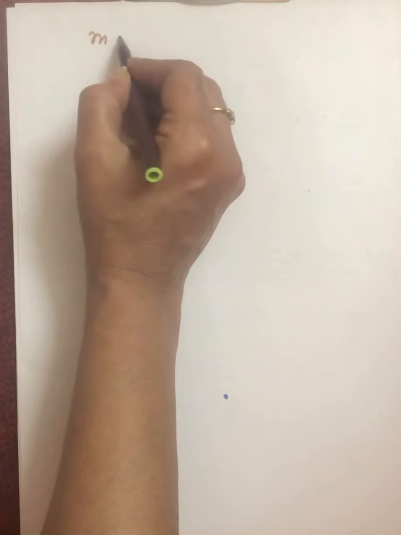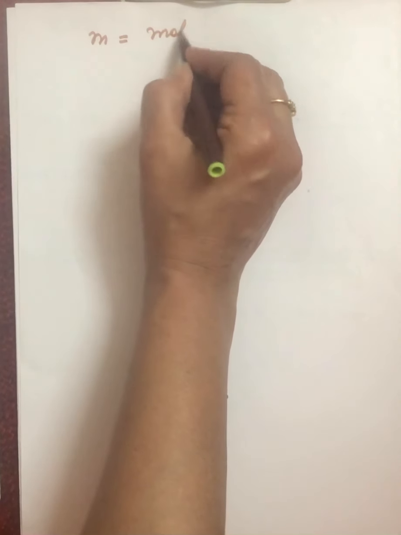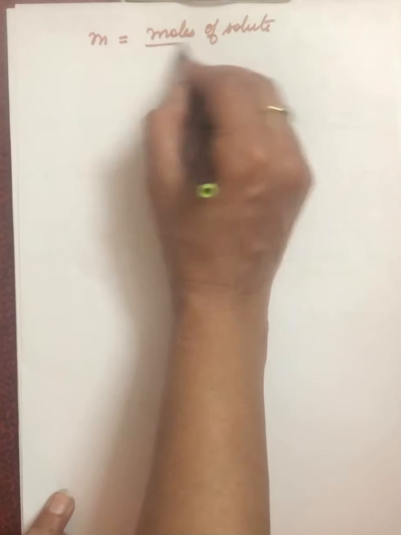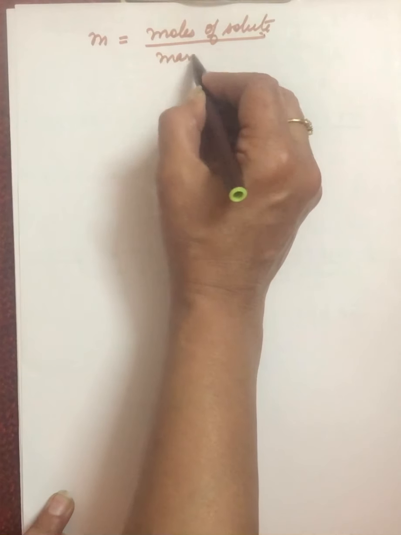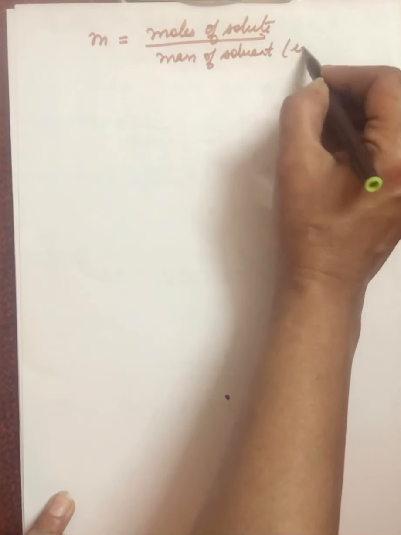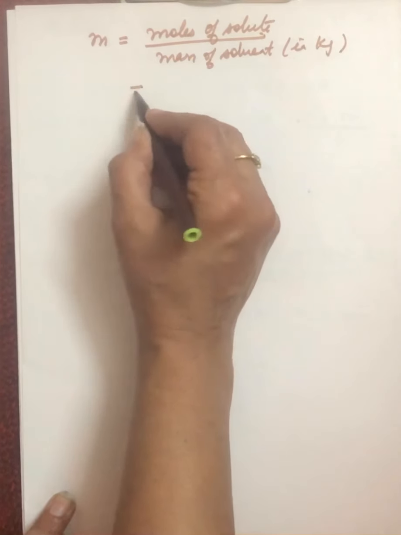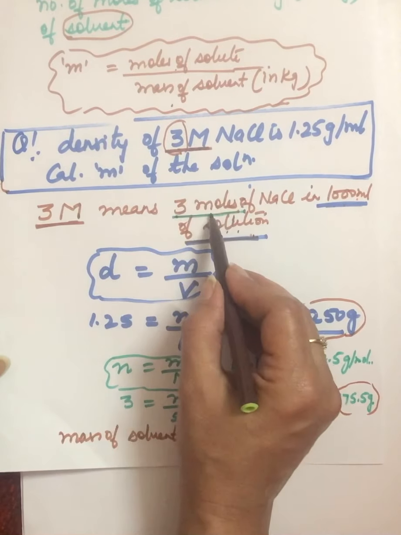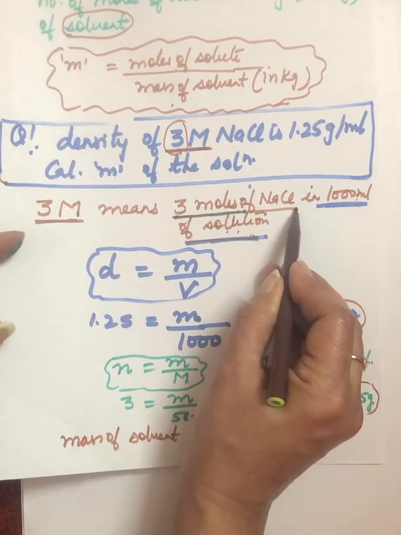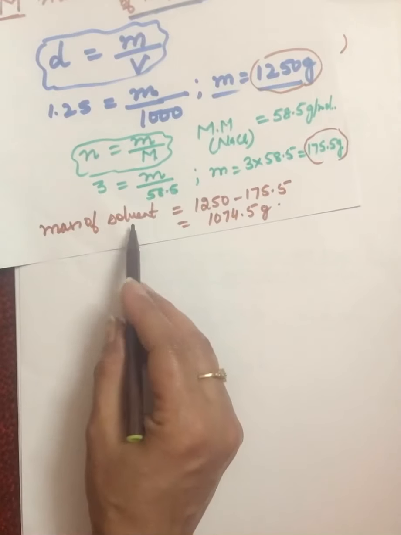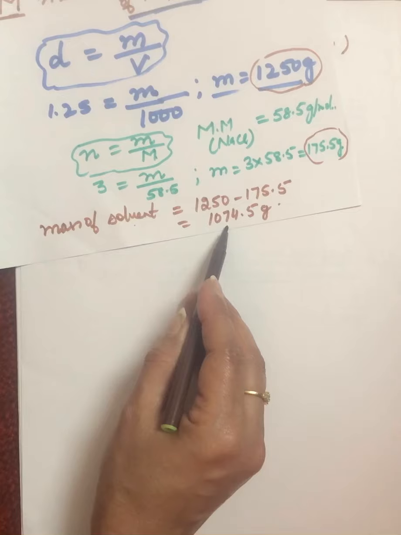Molality is equal to, we know, moles of solute upon mass of solvent in kg. Moles of solute are given in the numerical statement. 3m we know is 3 moles of NaCl, so moles are 3. Mass of solvent we have calculated here, 1074.5.